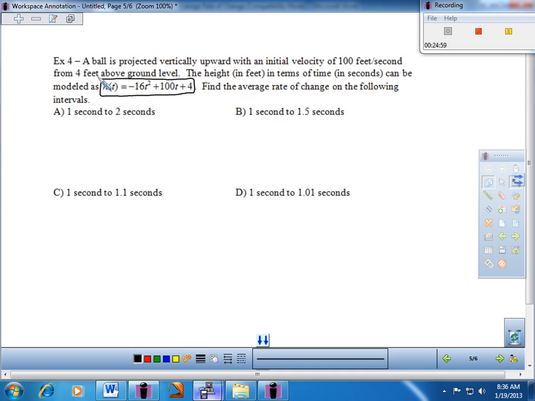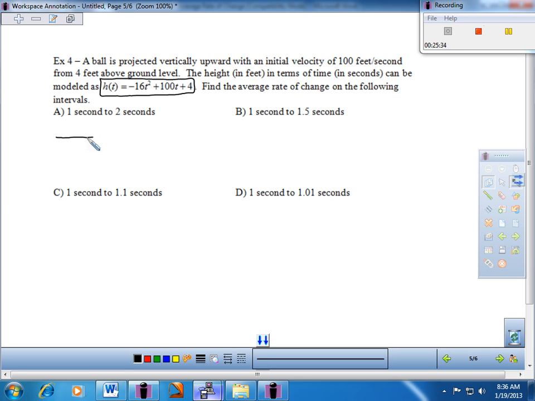Okay. Find the average rate of change on the following intervals. So let's go ahead and take a look at this. I have height in terms of time. Time will be my inputs. Height will be my outputs. And so let's go ahead and see what we have going. I want to know the average rate of change from 1 second to 2 seconds. So again, just picture yourself, the ball is going upward. You start the stopwatch, and as the stopwatch is going, between 1 second and 2 seconds, what is the average rate of change? Okay, well, let's figure it out.